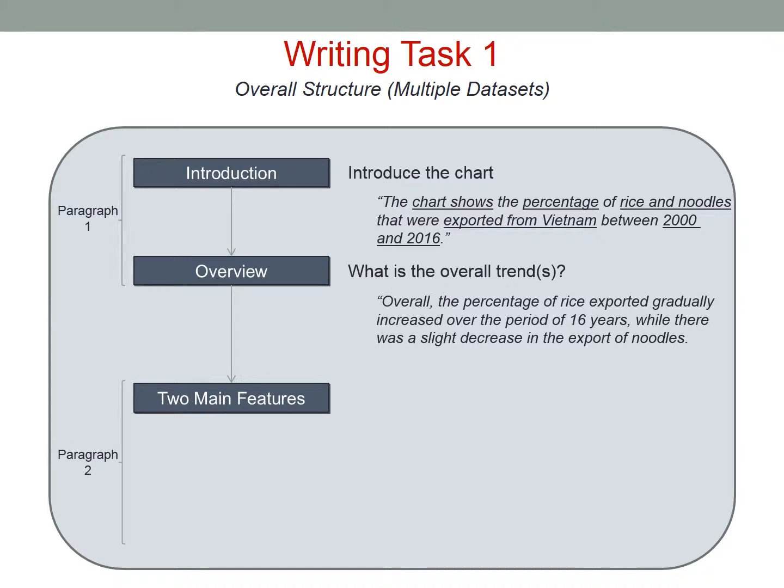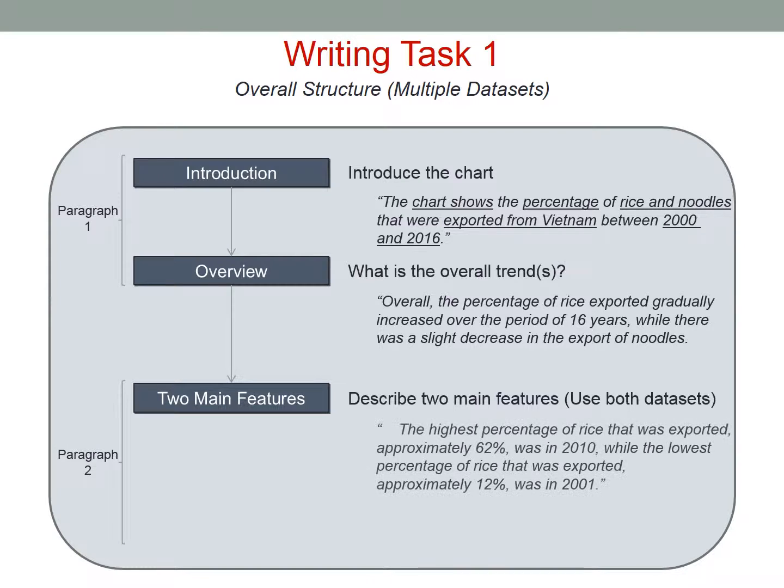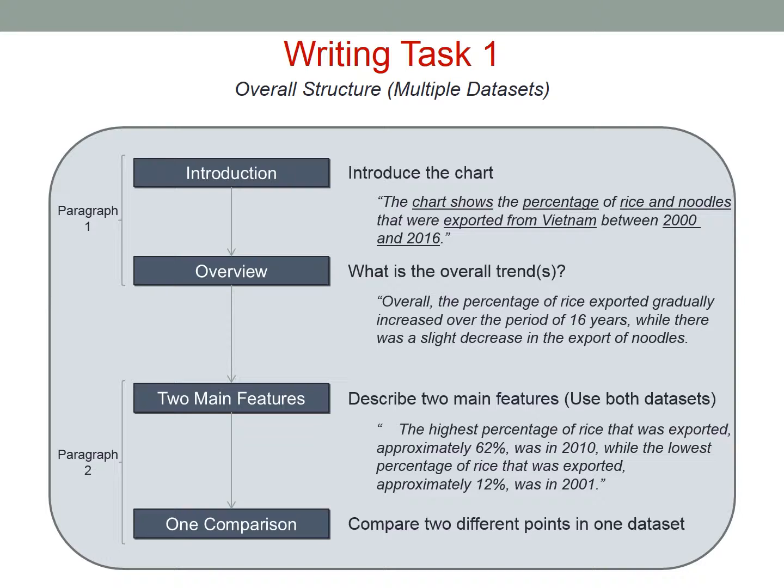Now, starting the second paragraph, remember to start a new line and indent. We start with our two main features. We must use figures from both data sets. The highest percentage of rice that was exported, approximately 62%, was in 2010, while the lowest percentage of rice that was exported, approximately 12%, was in 2001. Following the main features, we draw a comparison using two different figures from one data set.